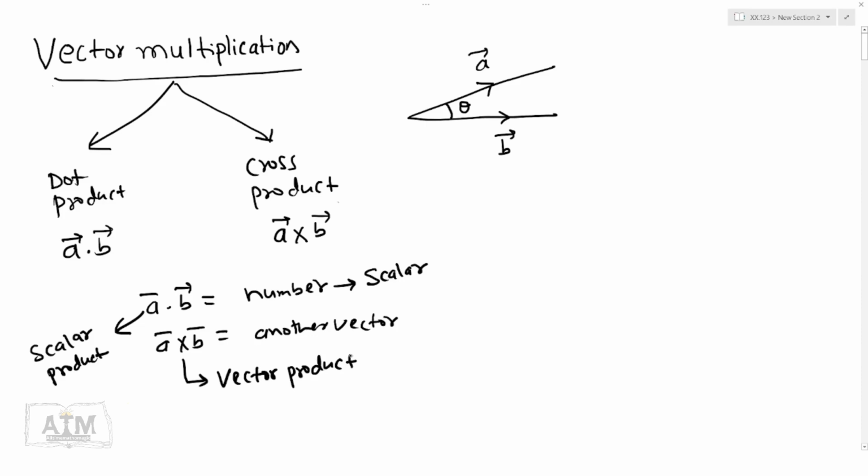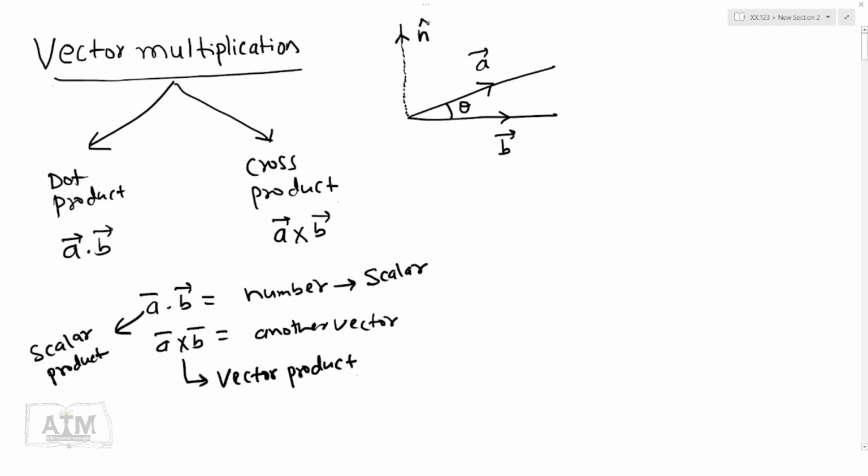So multiplication of vectors has two types: one is the scalar product, another is the vector product. The scalar product is also called the dot product, and the vector product is also called the cross product. Suppose vector A is drawn like this and vector B like this. The angle between vector A and vector B is theta. Now draw a vector normal to vector A as well as normal to vector B.